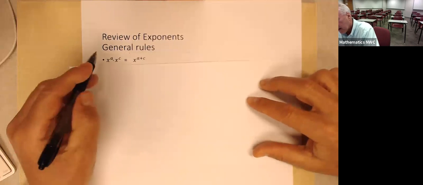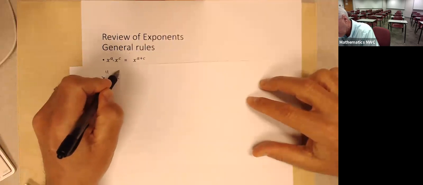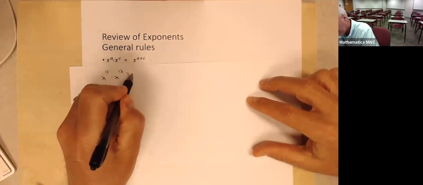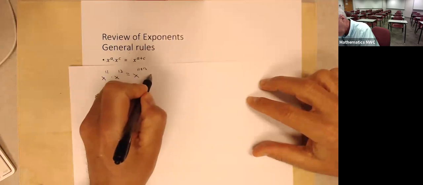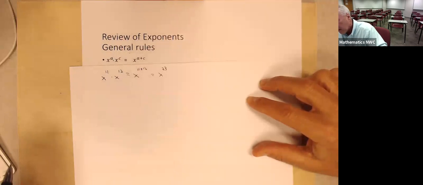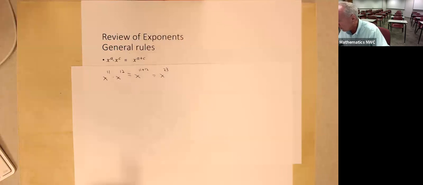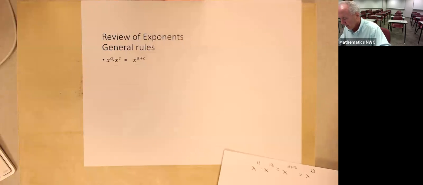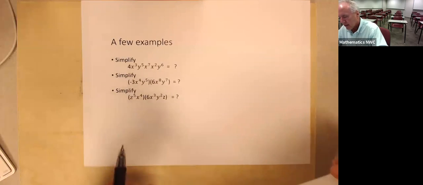From there, if I have x to the 11th times x to the 12th, that's going to be x to the 11 plus 12. That's going to be x to the 23rd. We add them together. Very important that we are very solid now on that first rule. I'll come back to this one, but let's first take some examples.